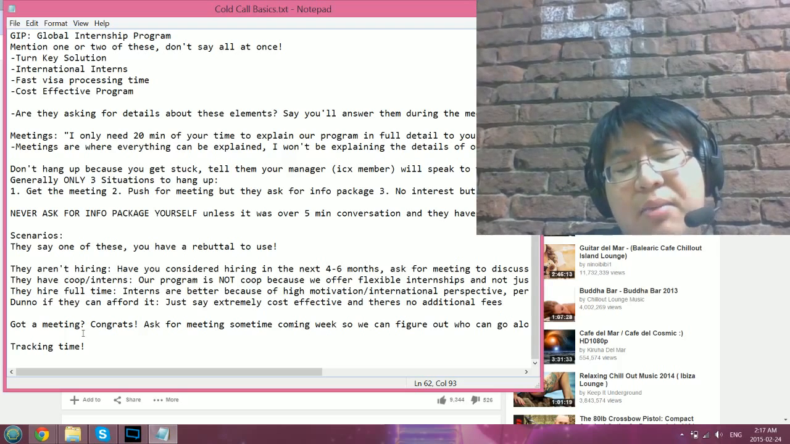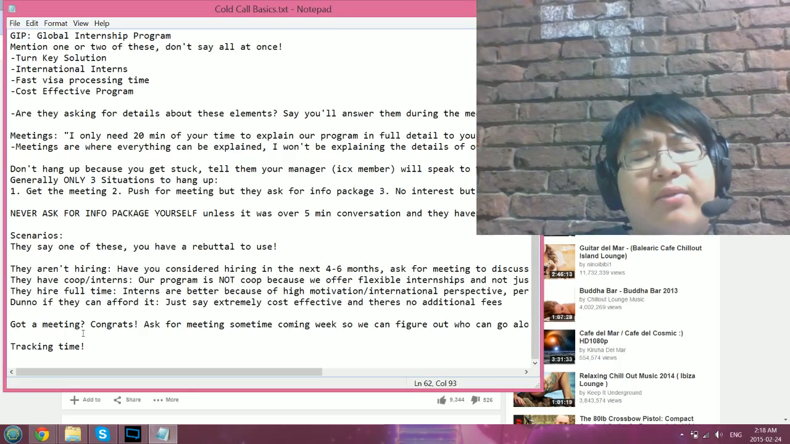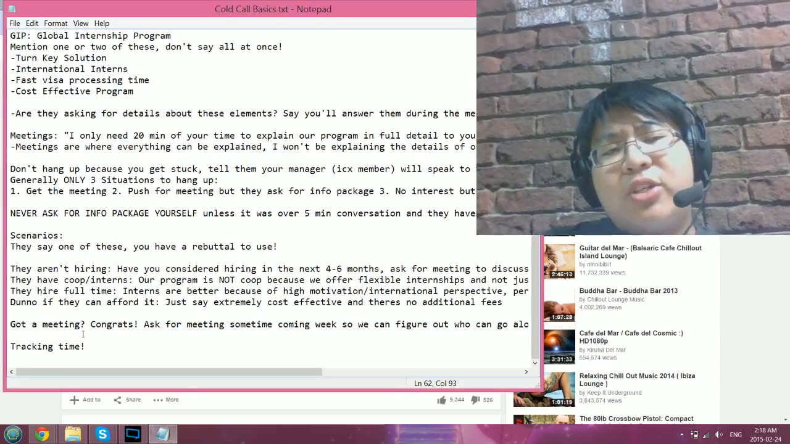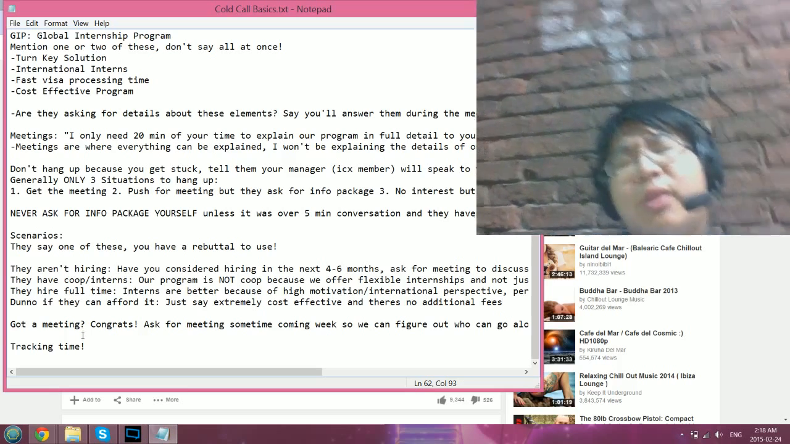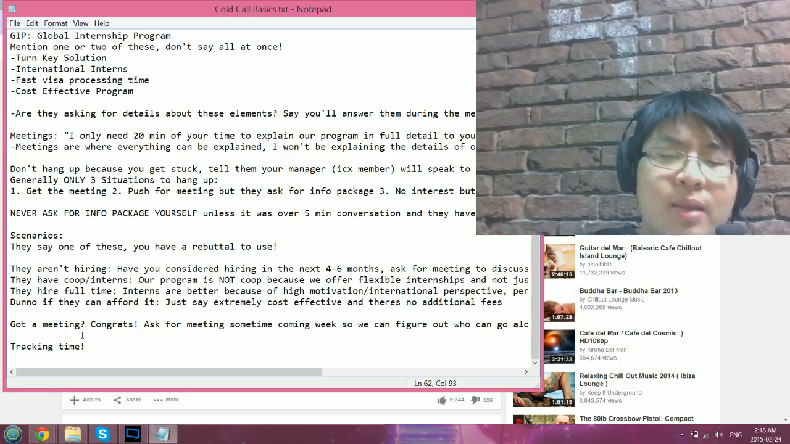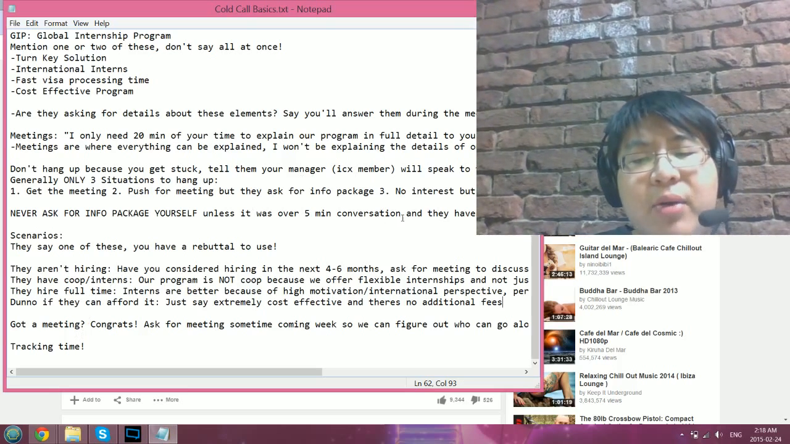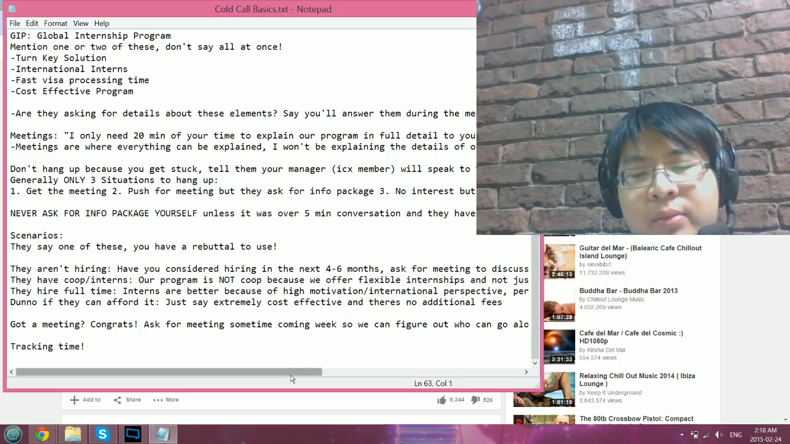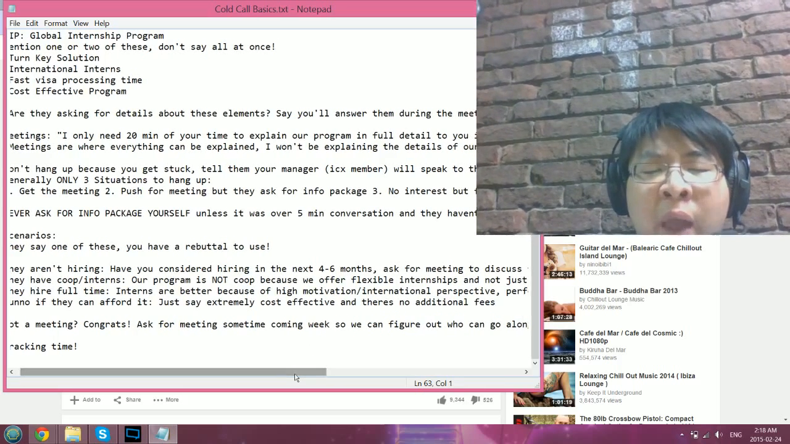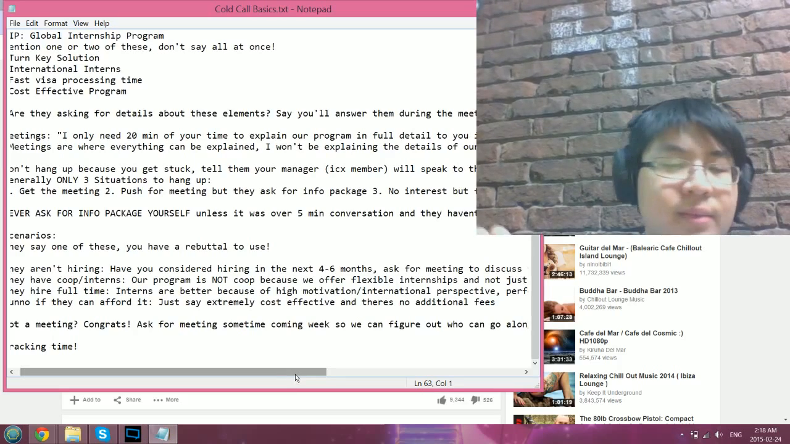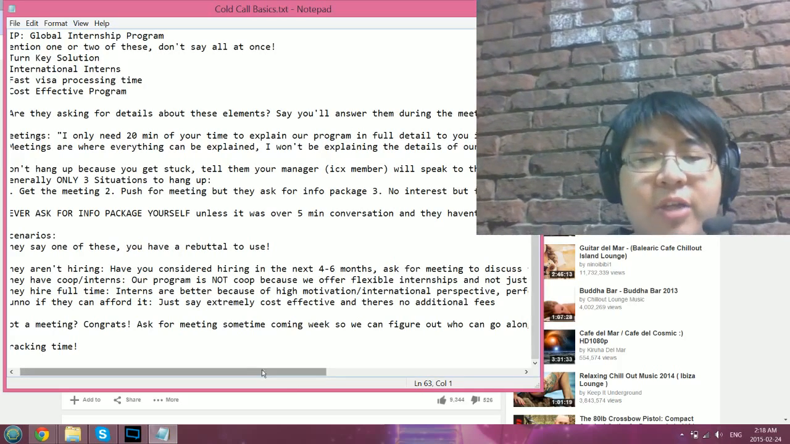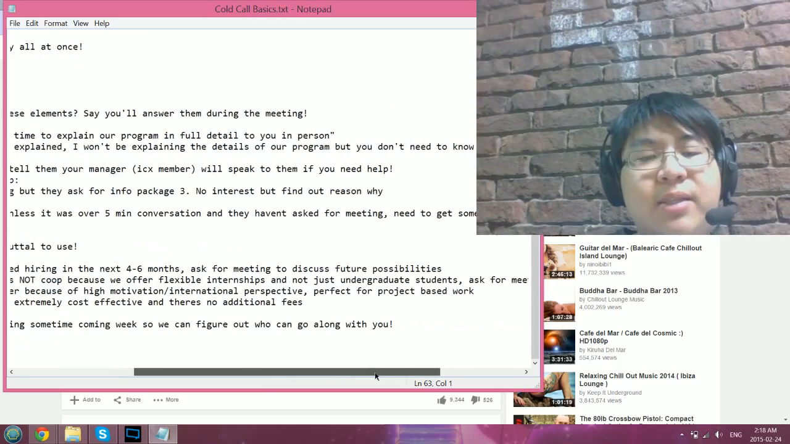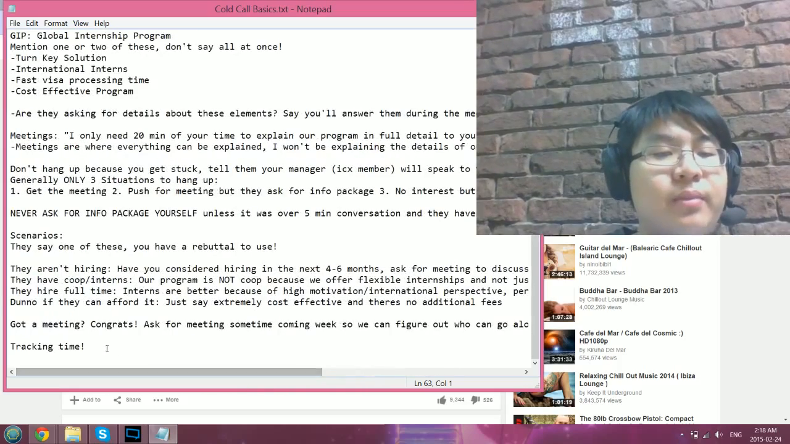But if it does come up, just say it's extremely cost effective, and that you could discuss the price during the meeting, because you don't want to discuss it during the call. Another thing is that we don't have any additional fees. We only charge a flat fee, and because we only charge that flat fee, it's very straightforward.